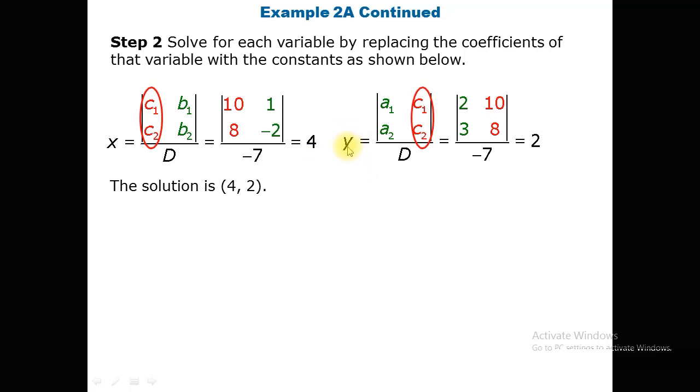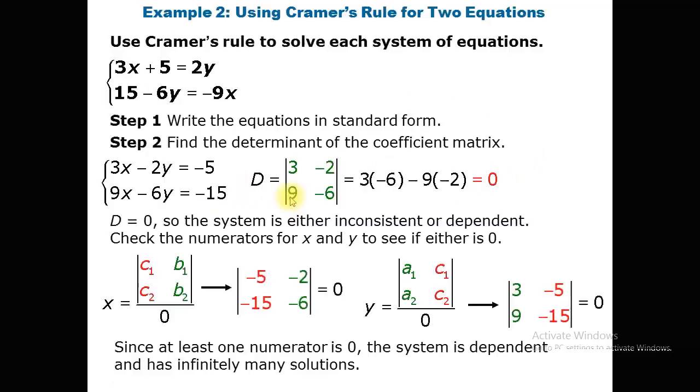And now for the value of y, replace the coefficients of the second column by the constants which lie on the right hand side of the equation. We obtain another determinant Dy. So Dy contains the entries a1, c1, a2, c2: the first column has the coefficient matrix entries 2 and 3, and the constants on the right hand side are 10 and 8. Now find the determinant of this Dy, and dividing by minus 7 we obtain the value of y as 2. So the solution is 4 and 2.